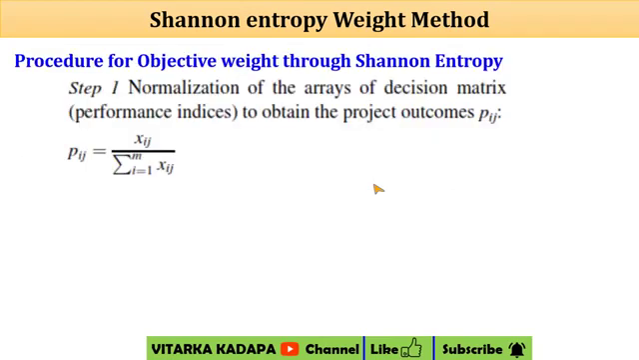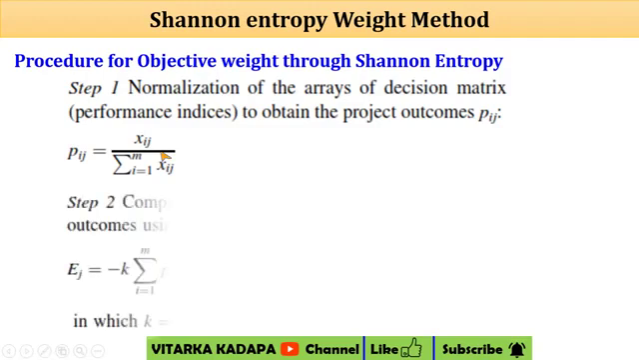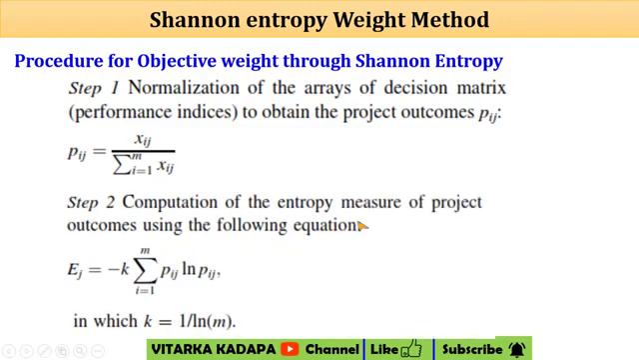The procedure for objective weights through the Shannon entropy method is as follows. First, we normalize the arrays of the decision matrix to obtain the project outcomes Pij. This is the formula for estimating Pij. The next step is computation of the entropy measure Ej, using this formula, where k is equal to 1 divided by ln m, and m is the number of alternatives in our MCDM problem.